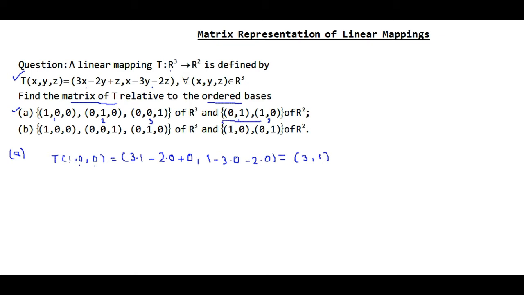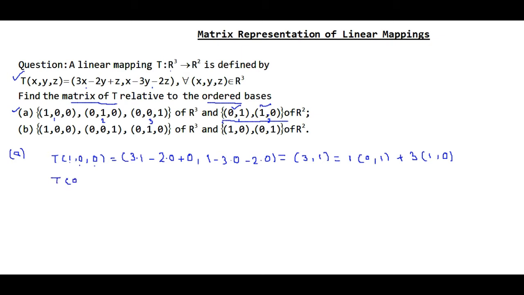After the calculation we get the vector (3, 1), which is a vector of R2. Next we have to express the vector (3, 1) as a linear combination of the ordered basis of R2. We have to write (3, 1) as a linear combination of these two vectors, but remember the order of the vectors is important. This is our first vector and this is our second vector of the basis. So if I express (3, 1) as a combination of the vectors (0, 1) and (1, 0), we get 1 into (0, 1) plus 3 into (1, 0). Order is very important: the first vector has to be (0, 1) and the second vector has to be (1, 0).